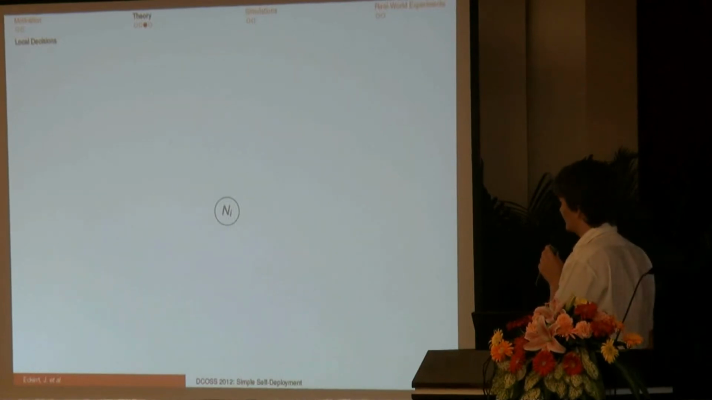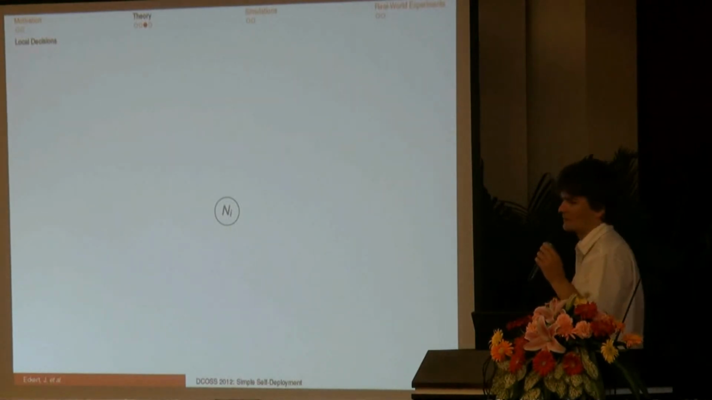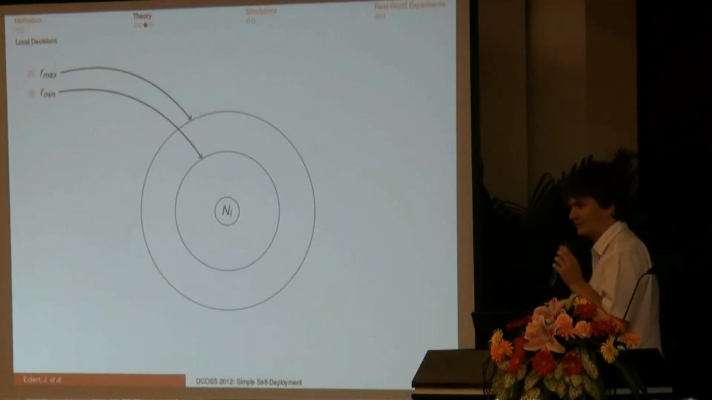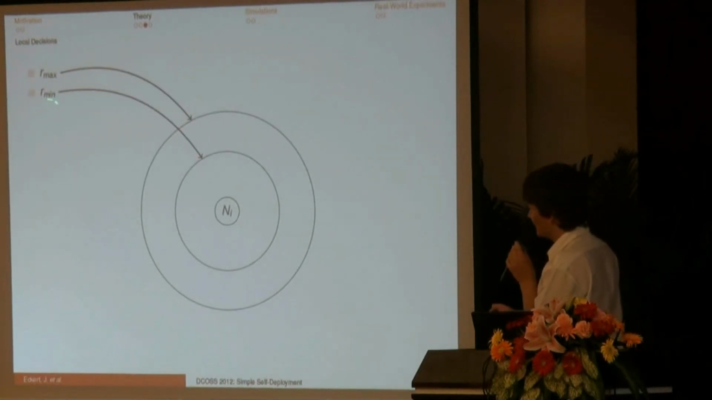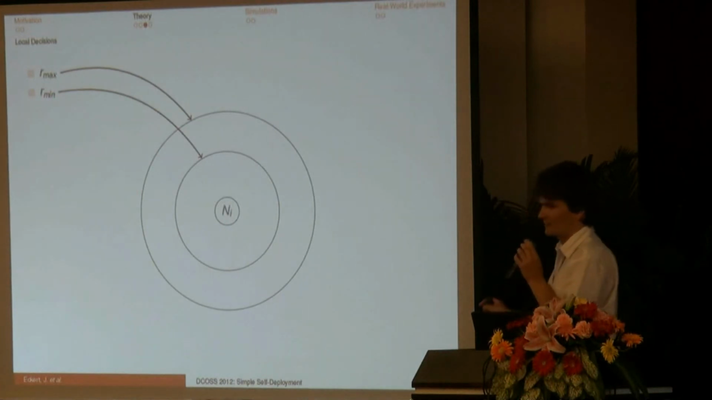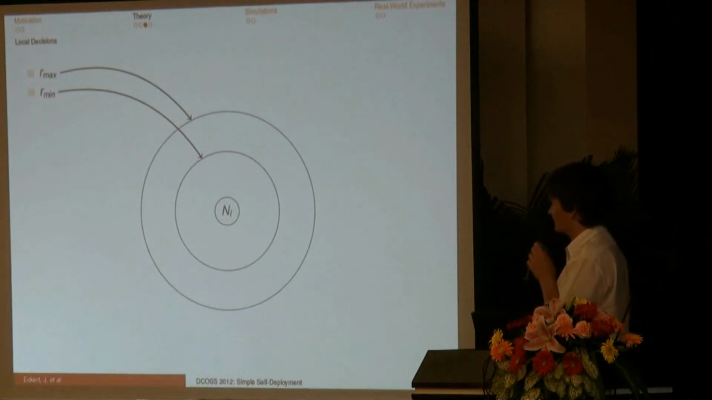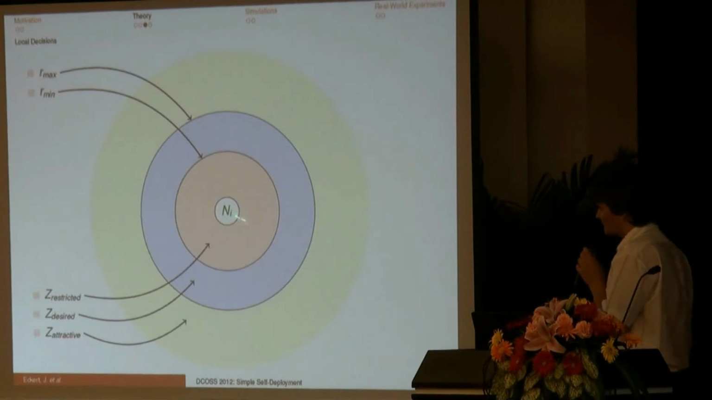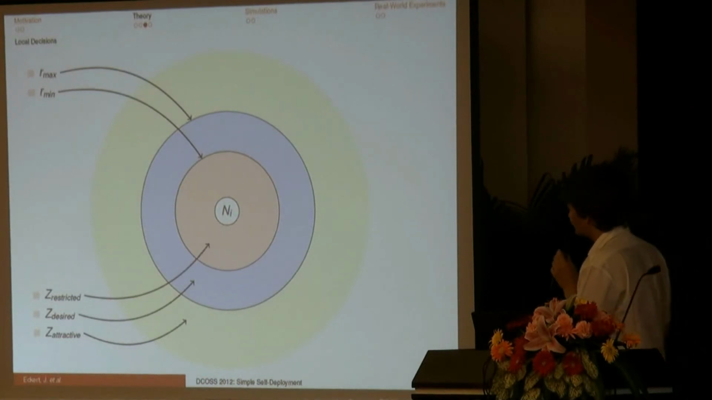So we were able to reduce this decision table to 4 entries. First of all, we need to define 2 radii, our min and our max. I will come to those in a minute. However, they are dividing the domain around our node into 3 parts. We denote them the restricted, desired, and attractive zone.